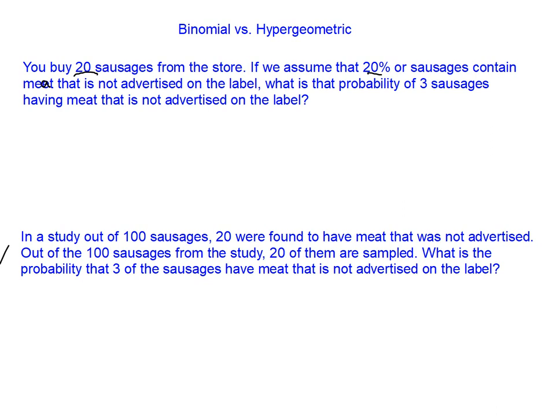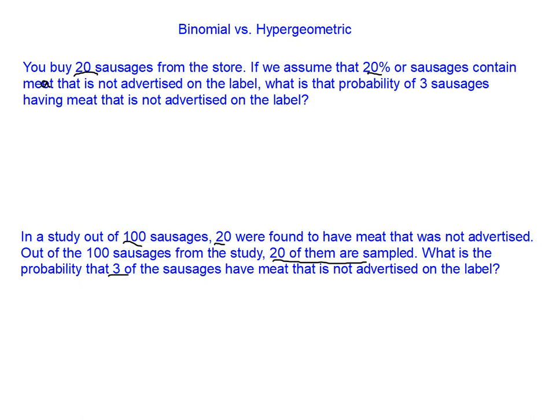And then I want you to think about this second question. Very similar, but slightly different. In a study of 100 sausages, 20 were found to have meat that was not advertised. Out of the 100 sausages from the study, 20 are sampled. The question here is, what is the probability that 3 of the sausages that are sampled have meat that's not advertised? These questions look almost identical. There's one key difference that's important.